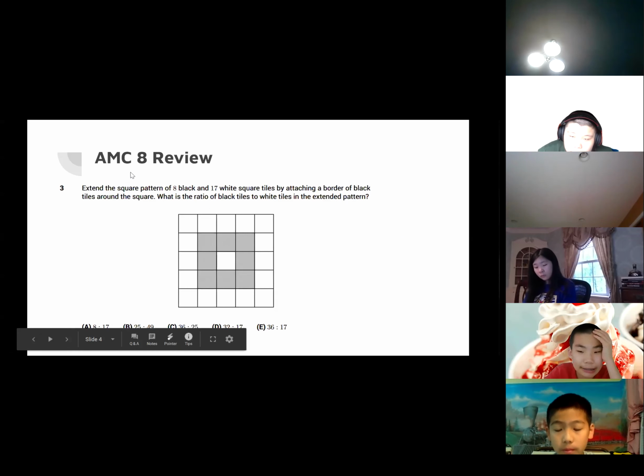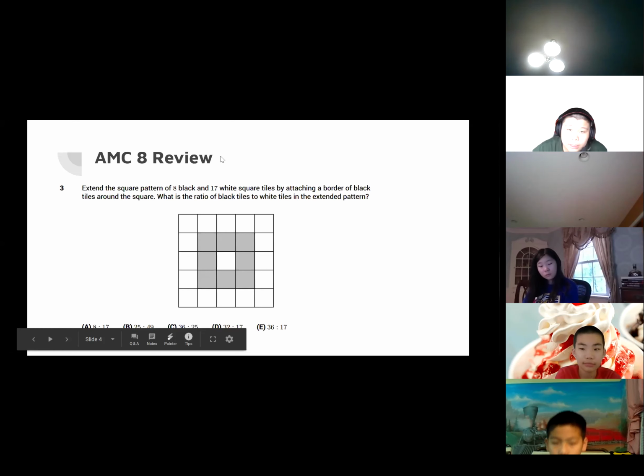Extend the square pattern of 8 black and 17 white tiles by attaching a border of black tiles around the square. What is the ratio of black tiles to white tiles of the extended pattern?